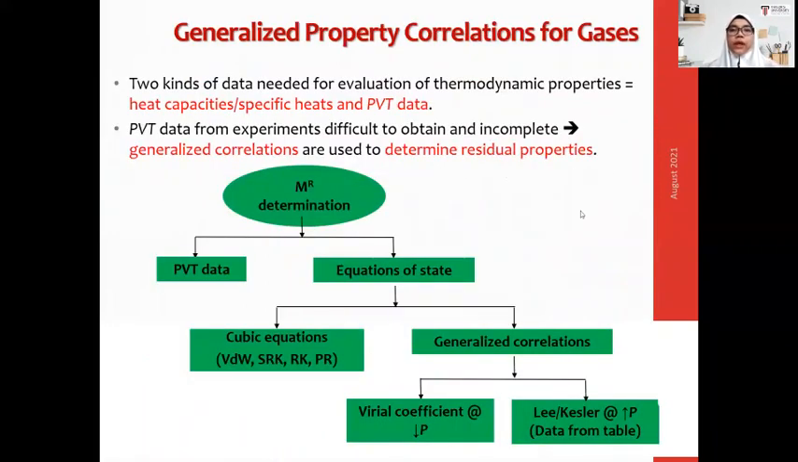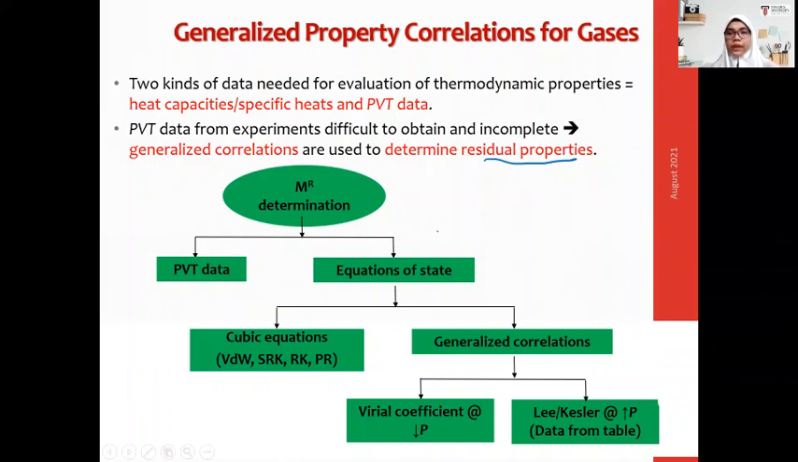Okay, for the calculation or determination of the enthalpy, usually we can use the heat capacity or specific heat and PVT data. But the PVT data from the experiment is difficult to obtain and usually is incomplete. So we may use the generalized correlation to determine the residual properties. The residual properties can be determined either by using PVT data or an equation of state.